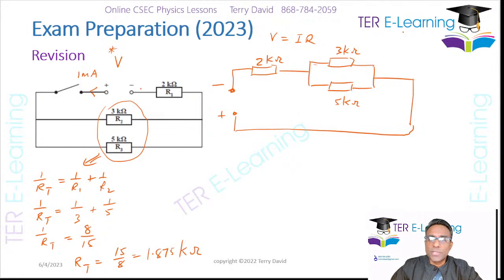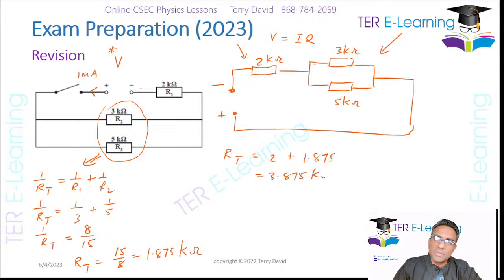So what we just worked out is this combined resistance here. The total resistance in the circuit, RT for the whole circuit, is going to be the 2 kilo ohms plus the answer we just got, which is 1.875. So that's going to give us 3.875 kilo ohms. So that's your combined resistance in the circuit.